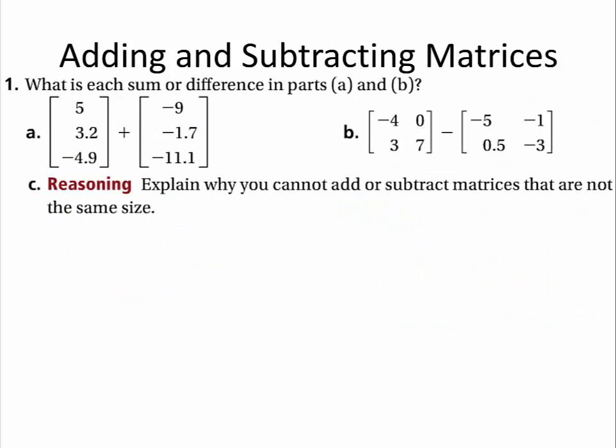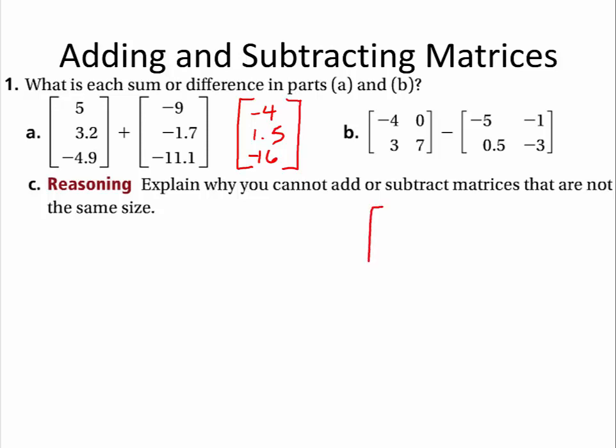All right, if you did these correctly, the first one should just be 1 column, 3 rows. So 5 plus a -9 is a -4. 3.2 plus a -1.7, which comes out to a 1.5. And the -4.9 plus a -11.1, which comes out to a -16. All right, and there's the answer for A.